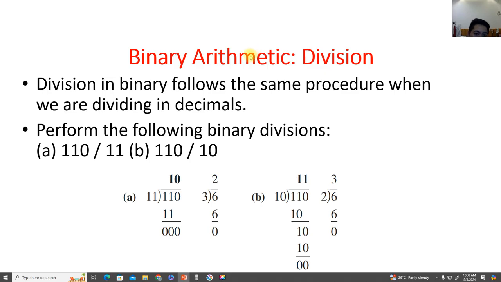How about division? It's still the same. Okay, the division in binary follows the same procedure as dividing in decimals. So perform the following binary divisions. Okay, so we have 1, 1, 0 divided by 1, 1. So first, divide by this. So we have 1. So we have minus 1, 1. So 1 times 1, 1 is 1, 1. So you subtract, 0, 0, bring down 0. So you know that this is already 0, so you put 0 here.